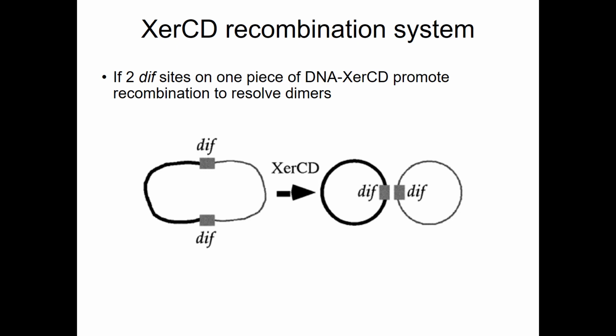So if we do end up with a chromosome dimer, so you can see in this picture here, there's two chromosomes. One is the dark line, one is the gray line, meaning that you have two dif sites. If two dif sites are present on one piece of DNA, XerC and D will promote recombination specifically at those dif sites to resolve that chromosome dimer into two sister chromosomes.